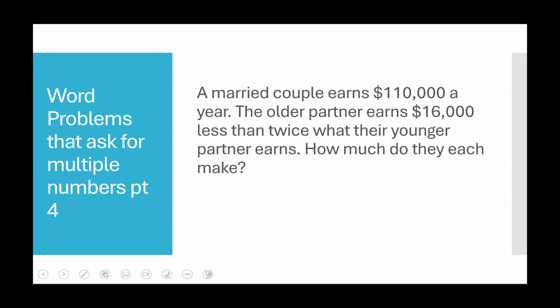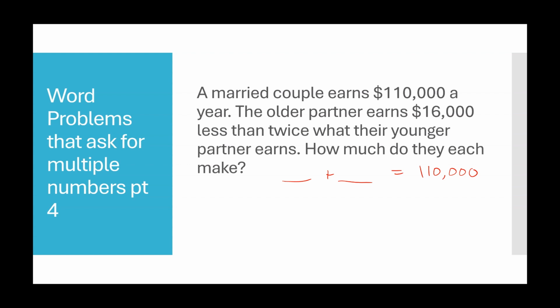Oh, this is a terrible problem. A married couple earns $110K a year. So partner 1 plus partner 2 makes $110,000. The older partner earns $16,000 less than twice what their younger partner earns.